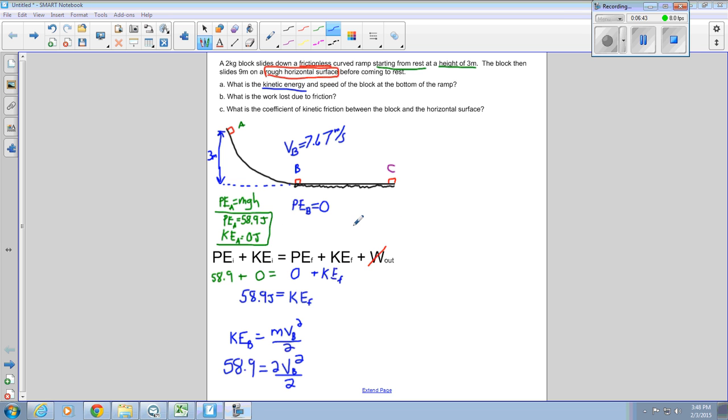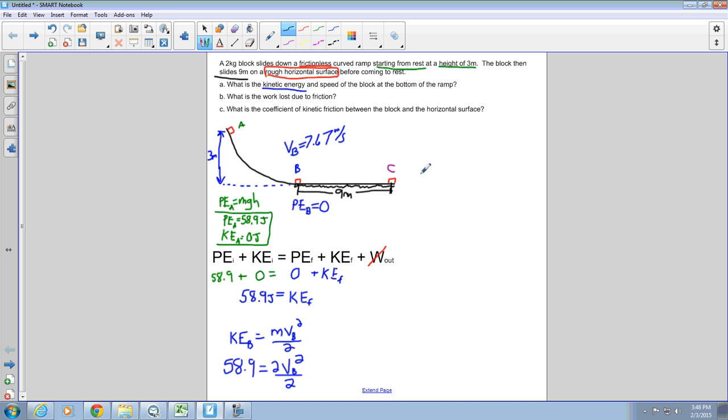The next part asks us, what's the work lost due to friction? So there's going to be no work lost between A and B, but from B to C, there's work lost due to friction from here to here. And that distance from there to there is 9 meters. How do I know it's 9 meters? It tells me. It slides for 9 meters before coming to rest.